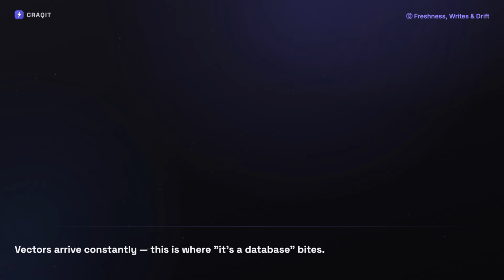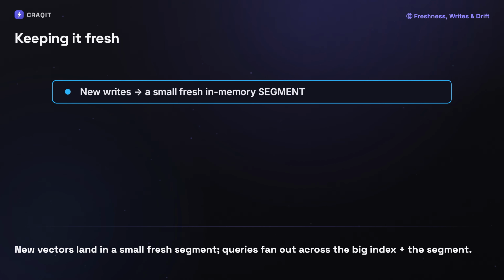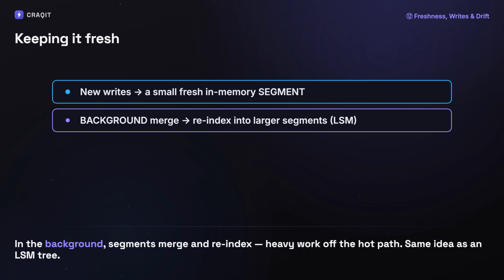Instead, new vectors land in a small, fresh, in-memory segment that's cheap to search. A query fans out across the big index and the little fresh segment, and merges the results, and in the background, segments are periodically merged and re-indexed into larger ones. Writes stay fast, data stays fresh, and the heavy indexing happens off the hot path.